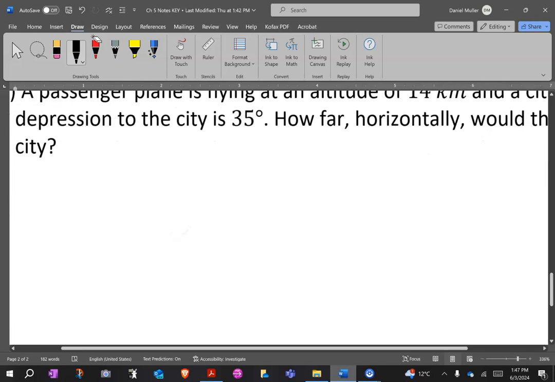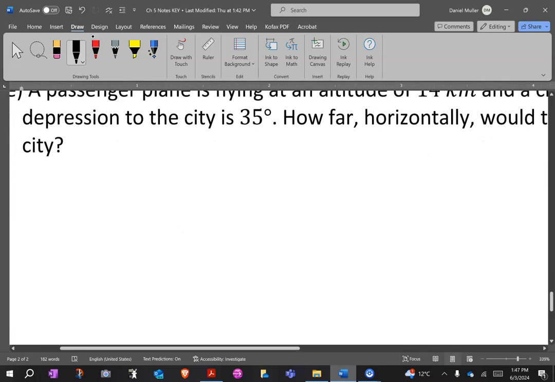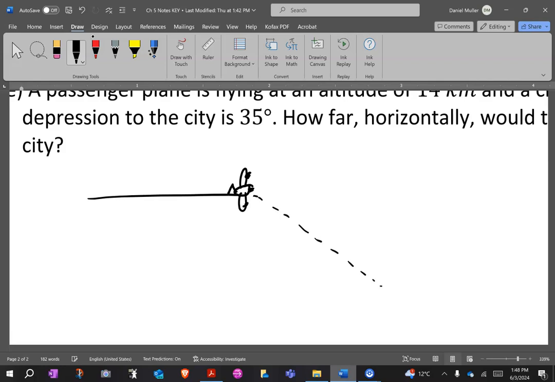So there's a passenger plane and it's flying. So here's this plane, it's flying in the air. And it spots in the distance a city. Okay. So we got a city here. Now, it says the angle of depression. Depression's heading down. So it spots the city at an angle of 35 degrees. So it's looking down. So the angle down is 35 degrees.